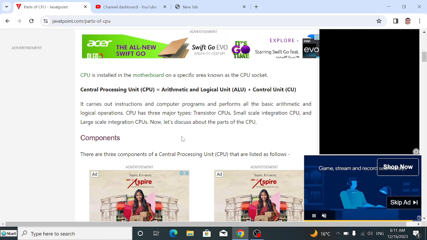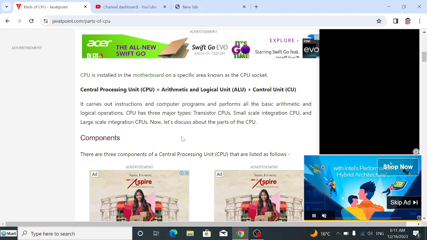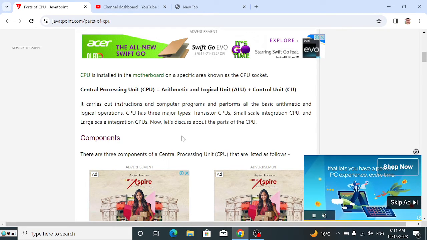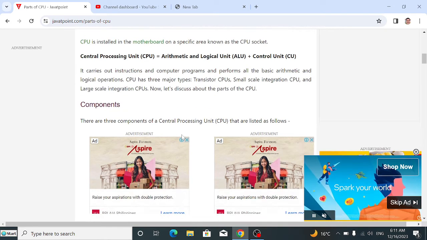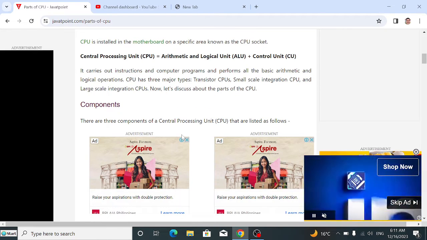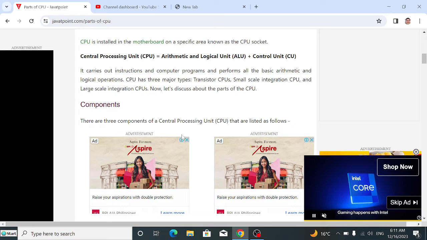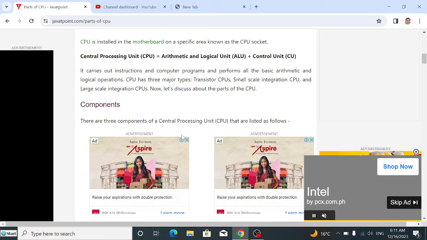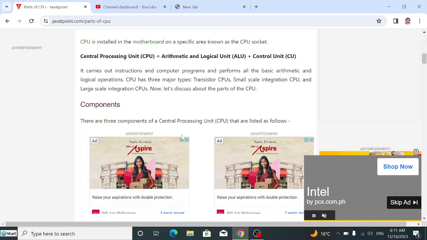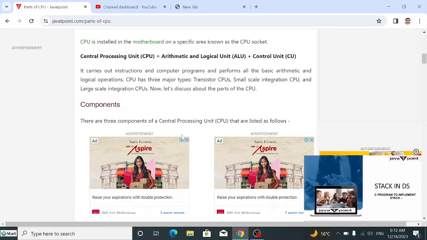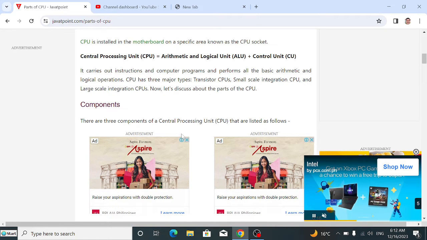Central Processing Unit or CPU equals Arithmetic and Logical Unit or ALU and Control Unit or CU. It carries out instructions and computer programs and performs all the basic arithmetic and logical operations. CPU has three major types: transistor CPUs, small-scale integration CPU, and large-scale integration CPU.